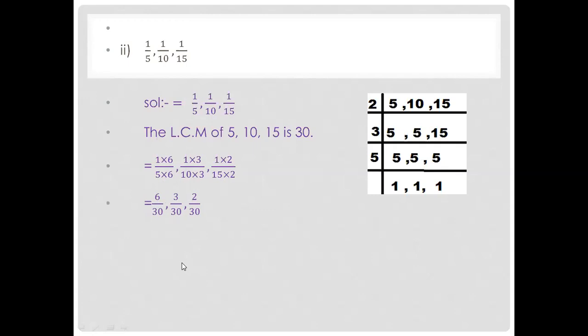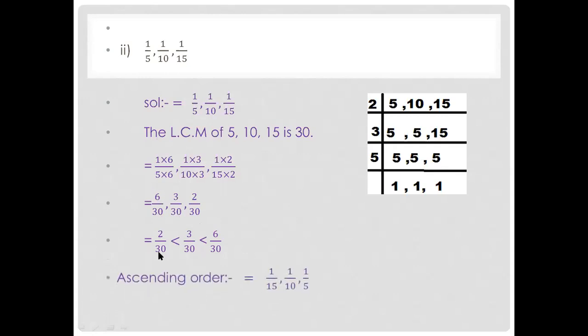So we are going to arrange it in ascending order. Ascending order means from smaller to greater. So the smallest number is, the denominators are same. From the numerator we can easily know which one is the smallest number. So 2 over 30 is the smallest number. After that 3 over 30. After that 6 over 30. So 2 over 30 is less than 3 over 30, 3 over 30 is less than 6 over 30. So like this we arrange the ascending order.